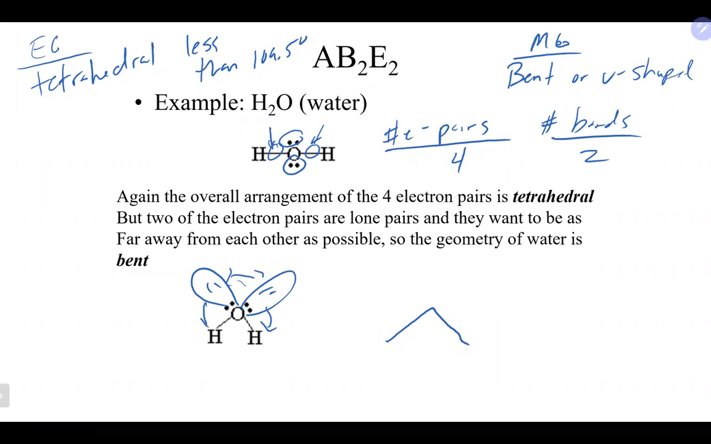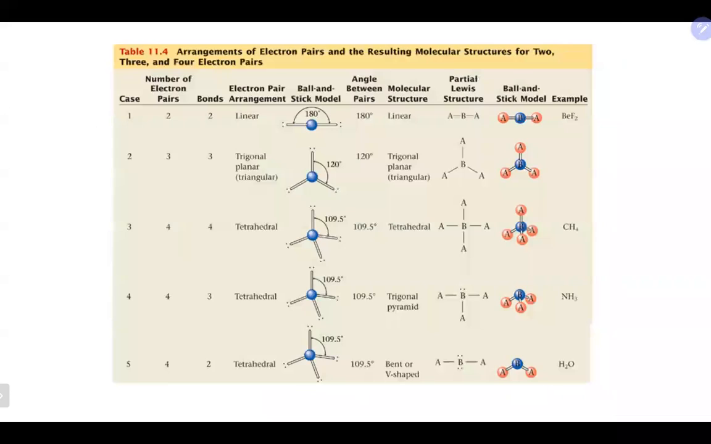So you do need to obviously be able to draw a Lewis structure, be able to identify the electron pair geometry name and the molecular geometry name as well. Here's a table from your book, similar one that has all that.